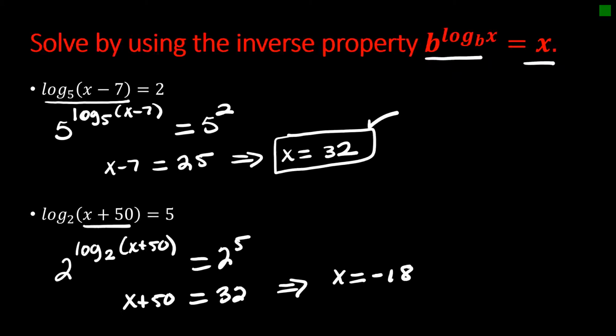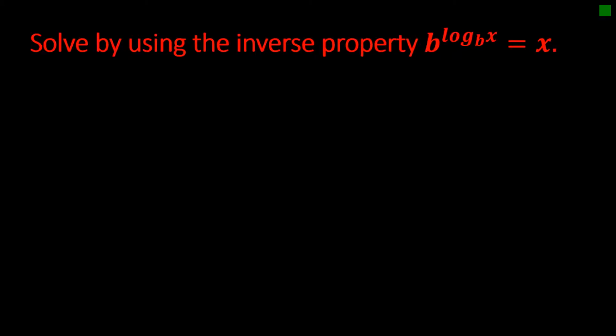So let me go back here. If I put negative 18 here, negative 18 plus 50 is a positive number. So again, that solution checks and I'm okay. So let's look at another equation.